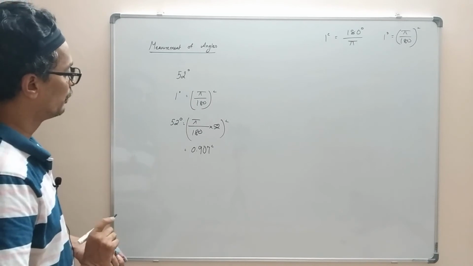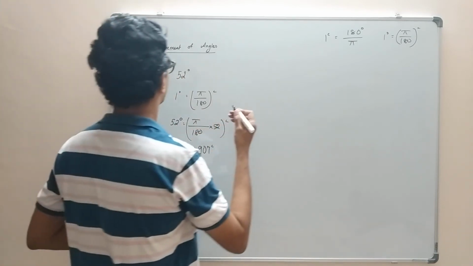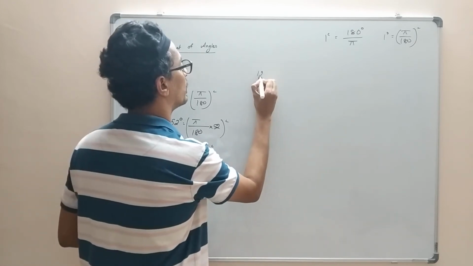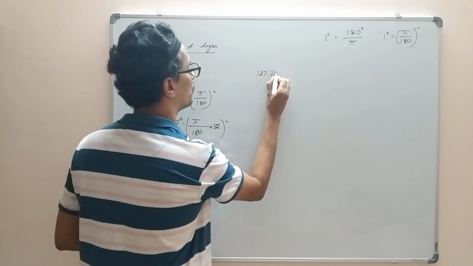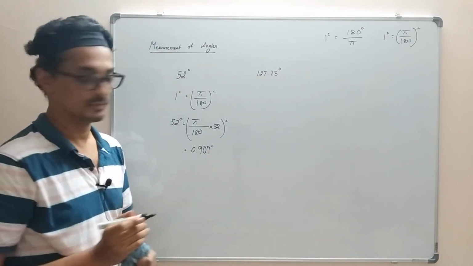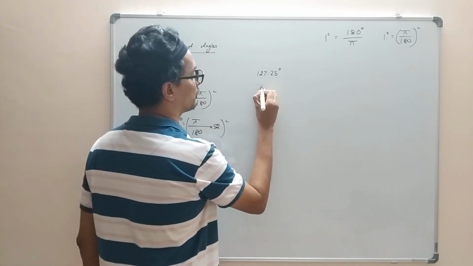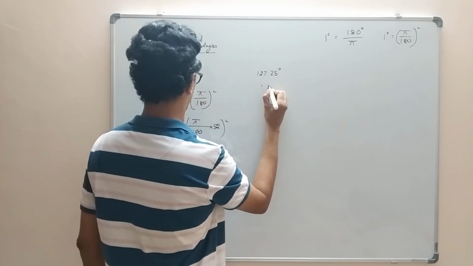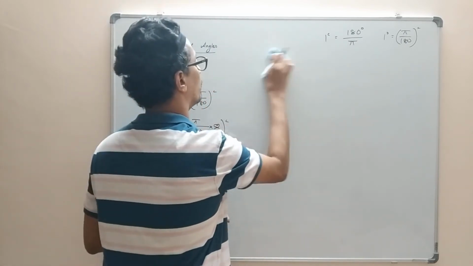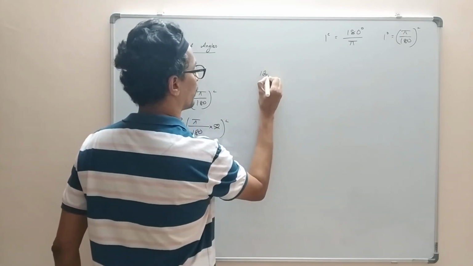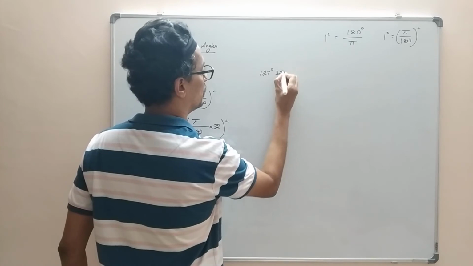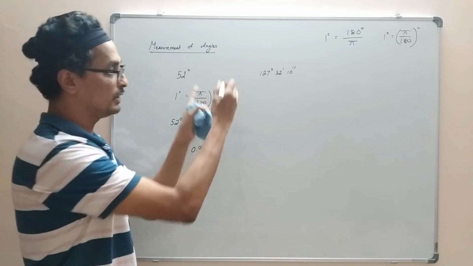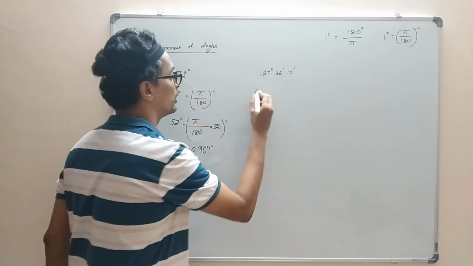So this is the way you can do it. Let me take another case. Suppose 127.25 degree. How will you do that? First you have to convert into the sexagesimal system in terms of minutes and seconds. Oh no, sorry, I'm going to give this one as 127 degree, 32 minutes and 10 seconds. First we have to convert it into proper degrees in fractional form, and then we have to equate it.